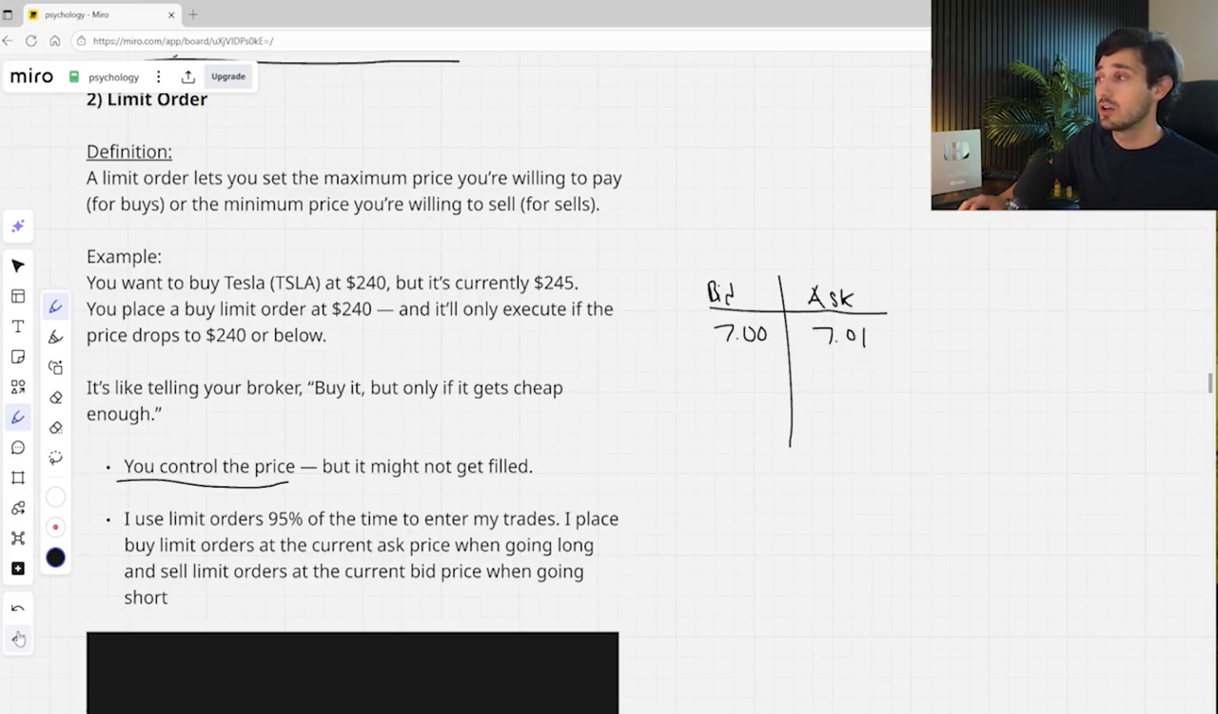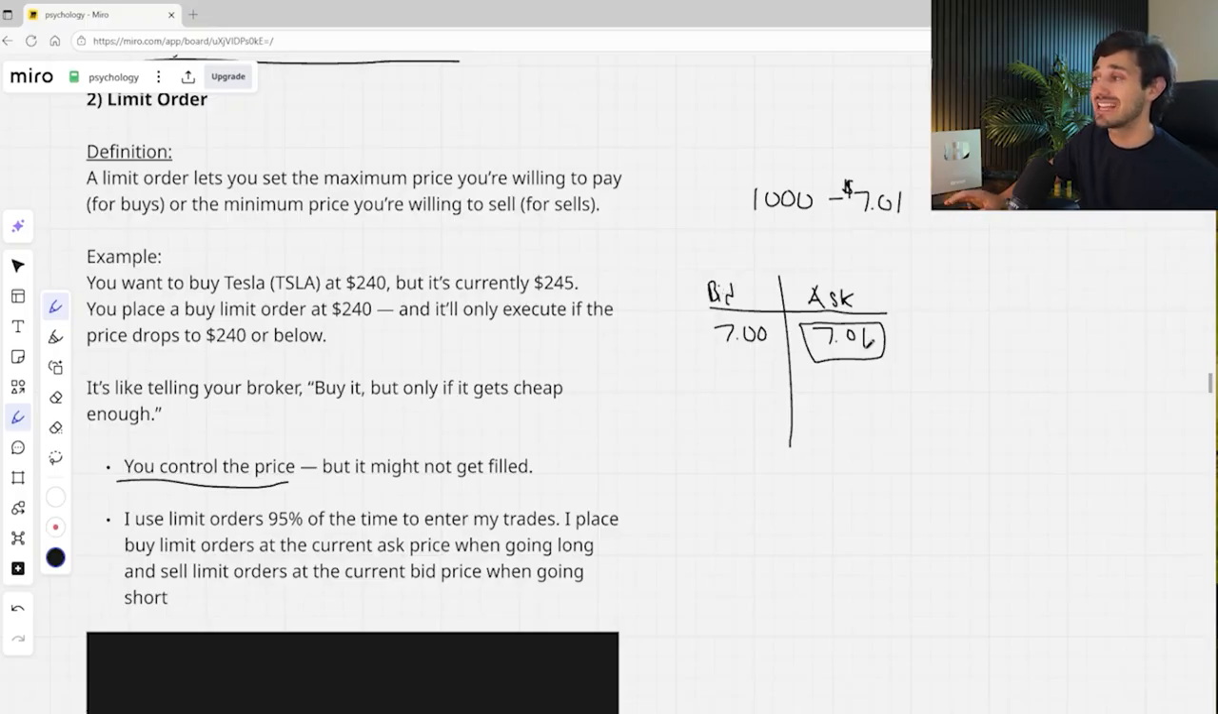Whenever I'm selling, who am I selling to? I'm selling to the buyers on the bid. So if I sell something, I'm going to get filled on the bid at $7. So for example, let's say I buy a thousand shares of stock at this current price. Where am I going to get filled? I'm going to get filled on the ask. So I buy 1,000 shares and I'm going to get filled at $7.01 when I'm going long.